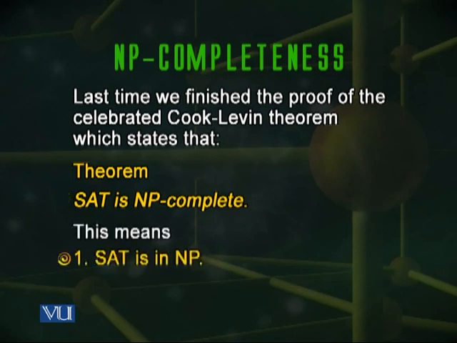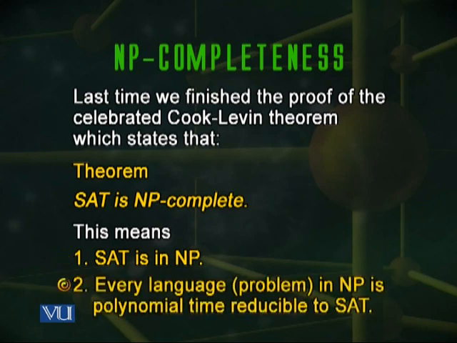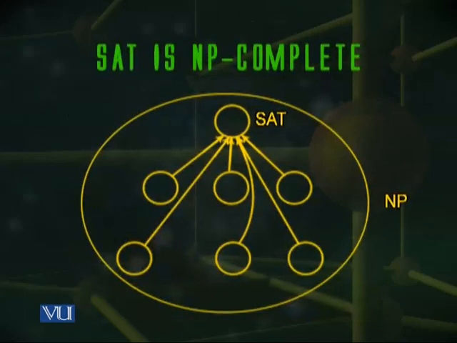What this means is that SAT is in the class NP. That means it itself has a polynomial time verification algorithm. And that was not the hard part of the proof. The bulk of the proof was to prove the second part, which says that every problem in NP is polynomial time reducible to SAT. Well, one way we can view this theorem is by a picture.